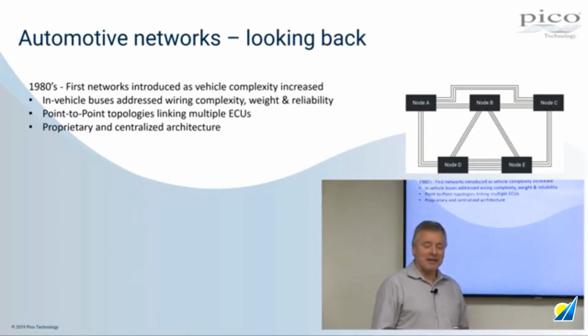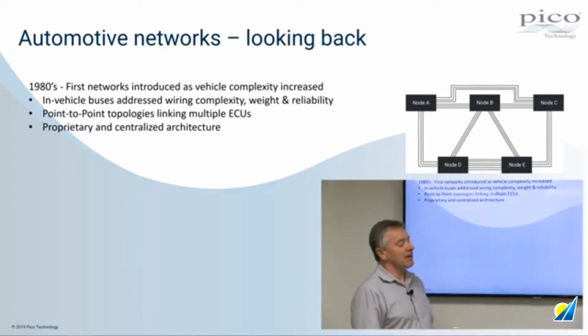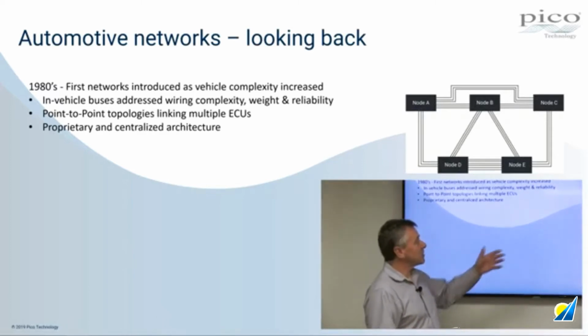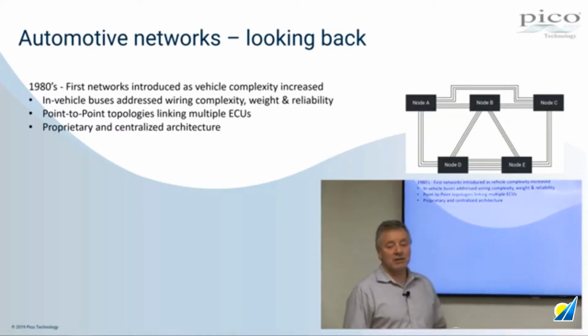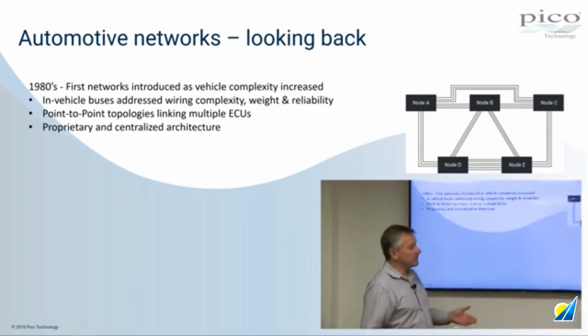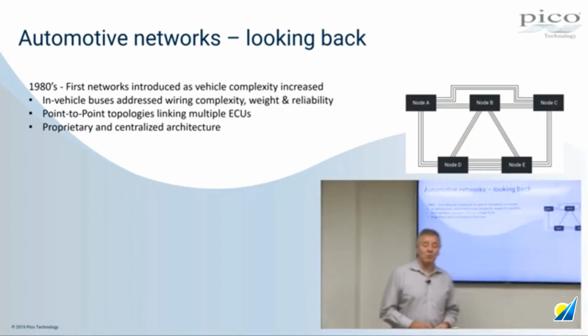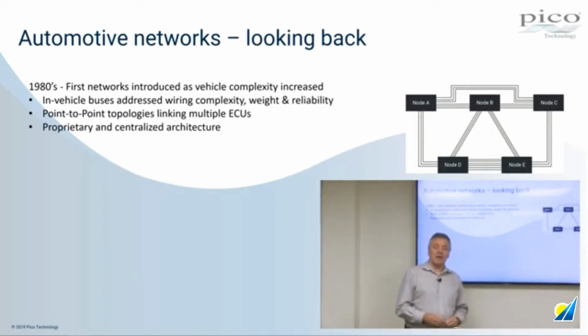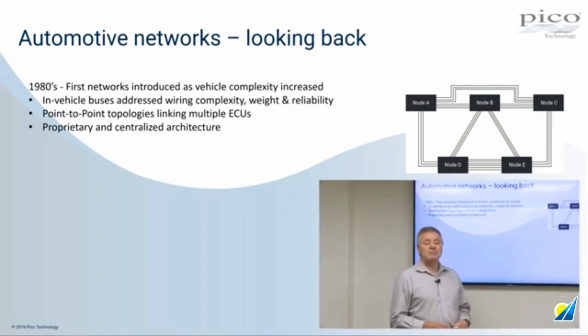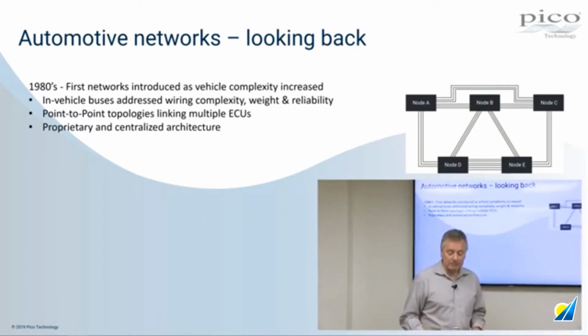That all changed in the 1980s when wiring looms in vehicles became too complex and too heavy. And we saw the first introduction of automotive networks. The original networks were point-to-point networks, so each node was connected to an adjacent node individually. It gave some improvements in terms of the weight and the complexity of the networks, but still not really perfect. The wiring looms were actually quite complicated back in those days, and there was no good standardization from one manufacturer's network to another.